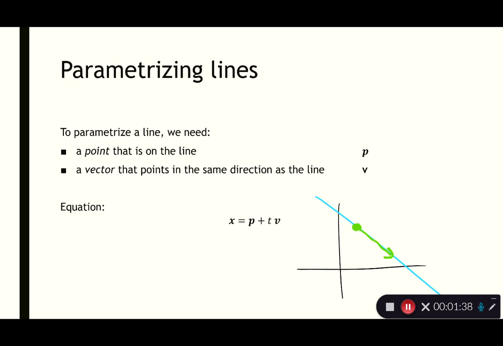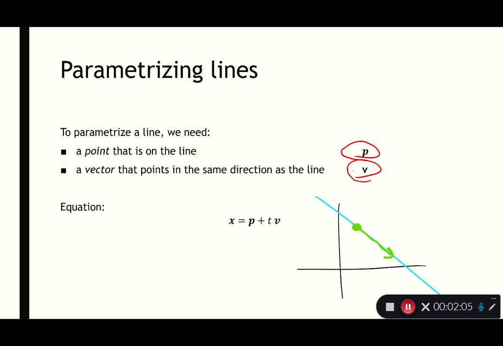So to parameterize a line, we generally need a couple of pieces of information. We need two things. We need a point, P, that is on that line, and we also need a direction vector, a vector that points in the same direction as that line. If we have those two pieces of information, we can use that to find an equation for the line. We can say that a point on that line is given by that point plus t times that direction vector.